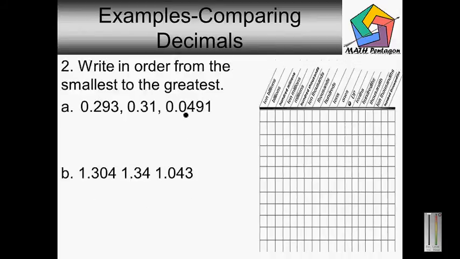Okay, we have to write in order from the smallest to the greatest. So we have 0.293, 0.31, and 0.0491. So first, we look at the tens place on each of these numbers. And which one has the smallest? The 0 right here. So we're going to put this one first since it's the smallest.